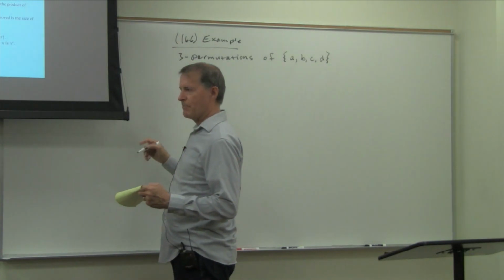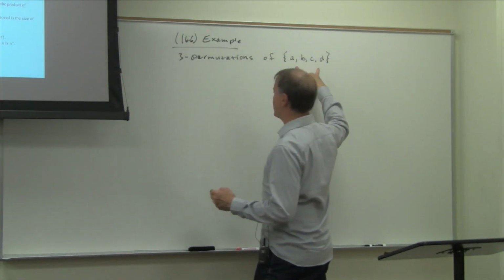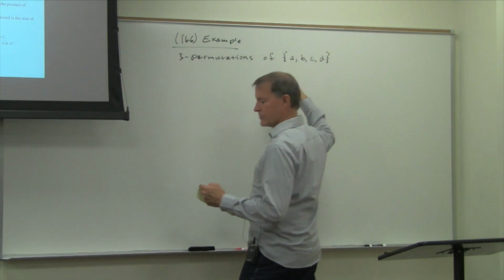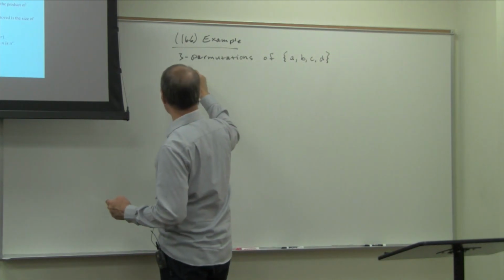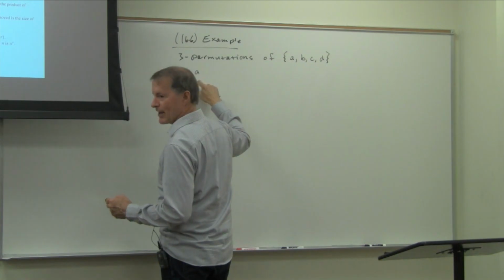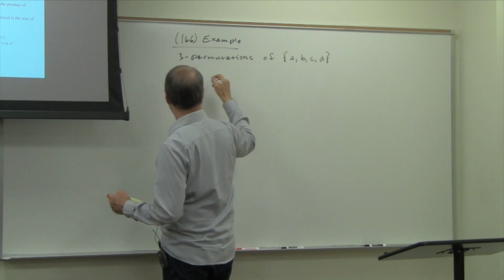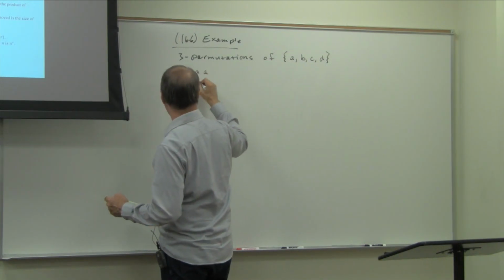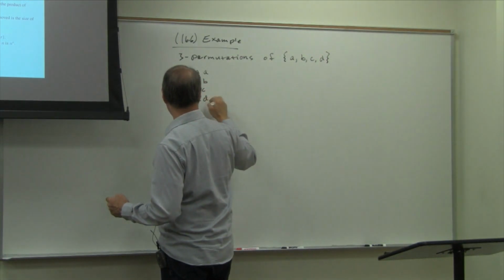Only this time instead of being binary, it's quaternary. If we were just to list them, if we pick A for the first one, it's okay to pick A for the second one, right? So you could do AAA, AAB, AAC, AAD, right?